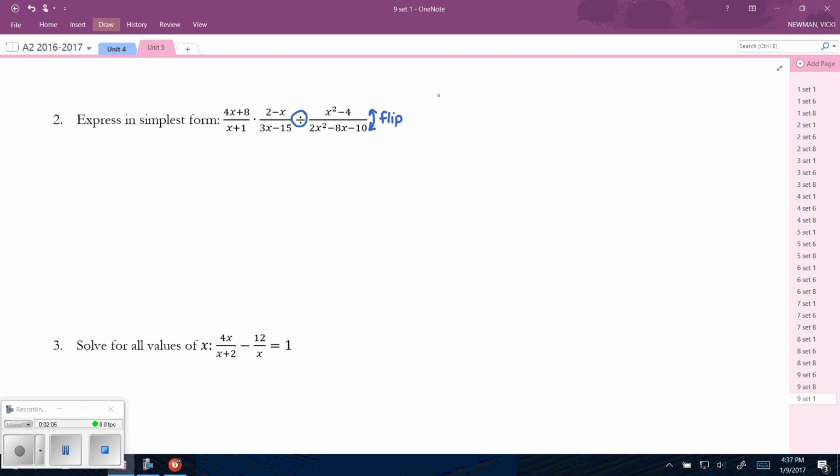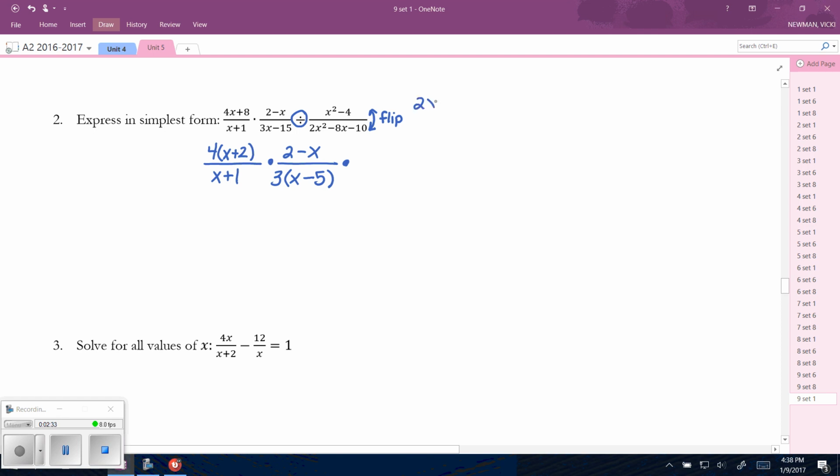Let's flip that. So we want to factor everything as we go. So I'm going to go ahead and do that. 4x plus 8, I'm going to GCF of 4 times x plus 2, over x plus 1, times 2 minus x, over GCF of 3 in that denominator, x minus 5. Okay, times, I'm flipping this.